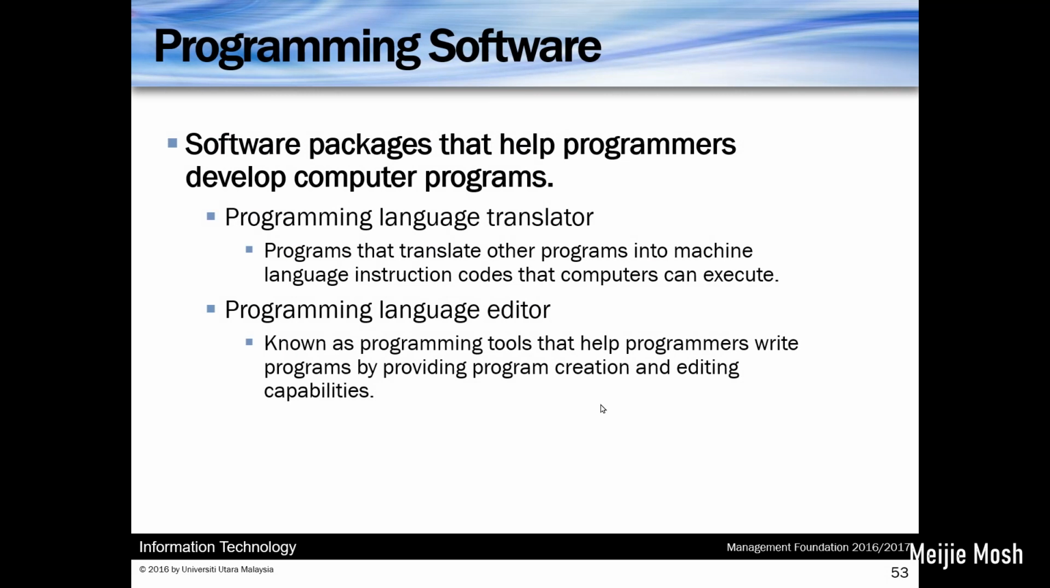So, programming software is software or software packages that help programmers develop other software or computer programs. It includes programming language translators that translate other programs into machine language instruction codes that computers can execute, for example, compilers, assemblers, and interpreters. Another programming software is a programming language editor, also known as programming tools, that help programmers write programs by providing program creation and editing capabilities.